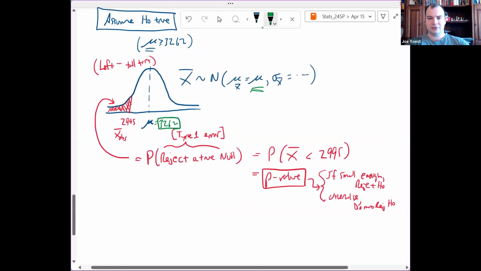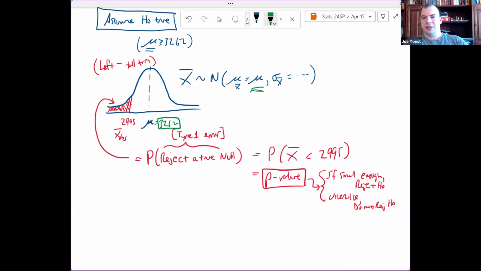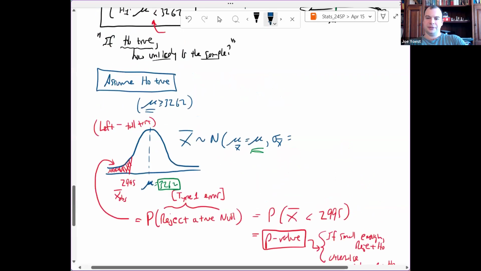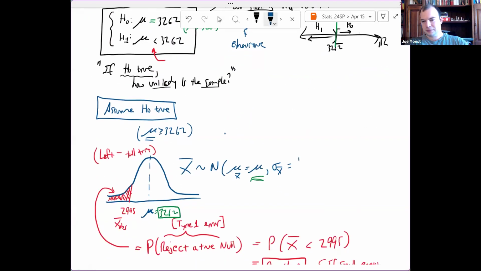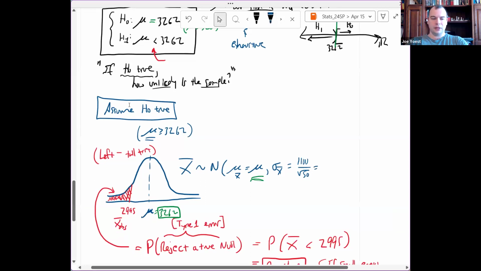Okay, so now we've nailed everything down enough that we can actually do this computation. We need one more little detail. We need to figure out what sigma x bar is. We'll just come back to that. And sigma x bar is, of course, sigma over root n, 1100 over root 50. And now we need the calculator. Let me switch my share back over.